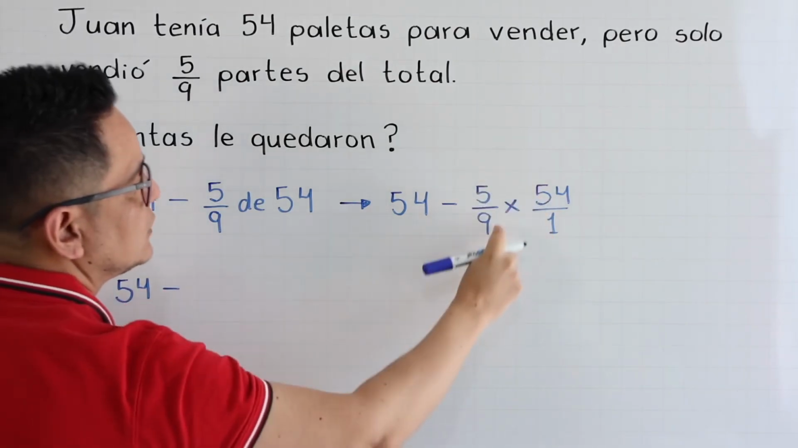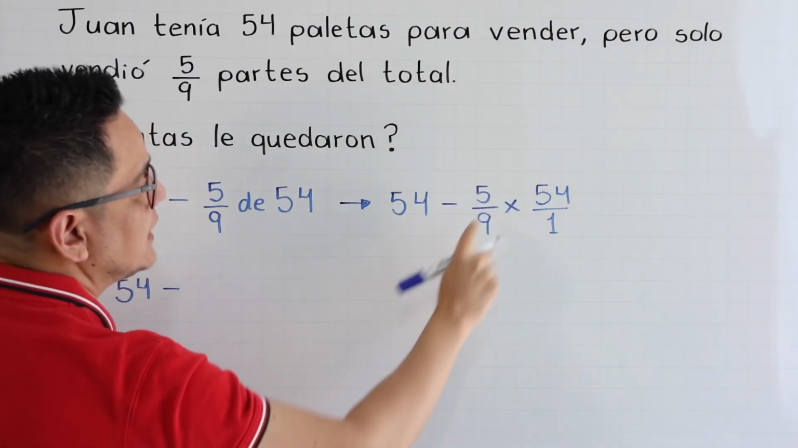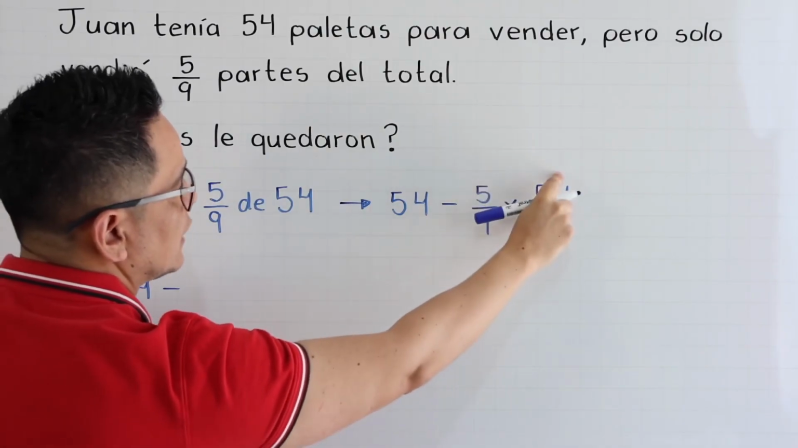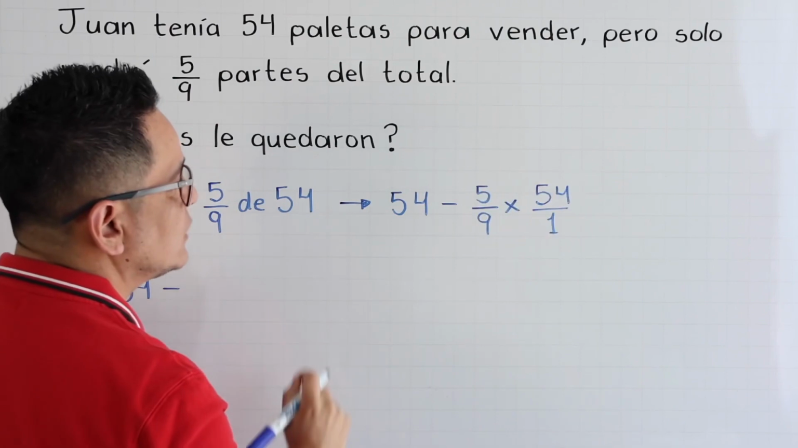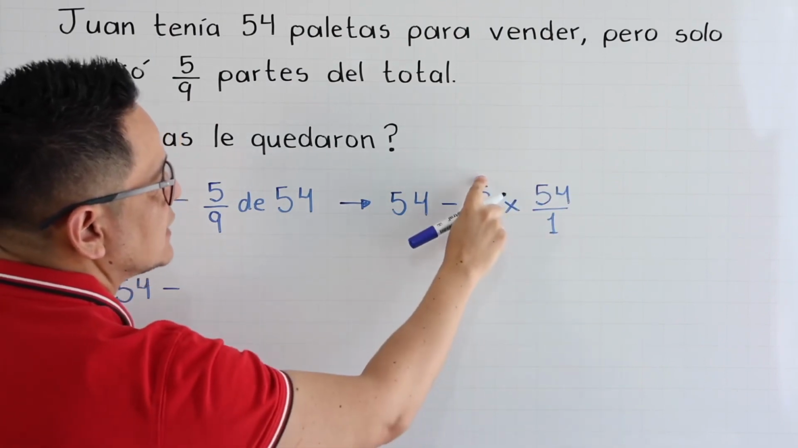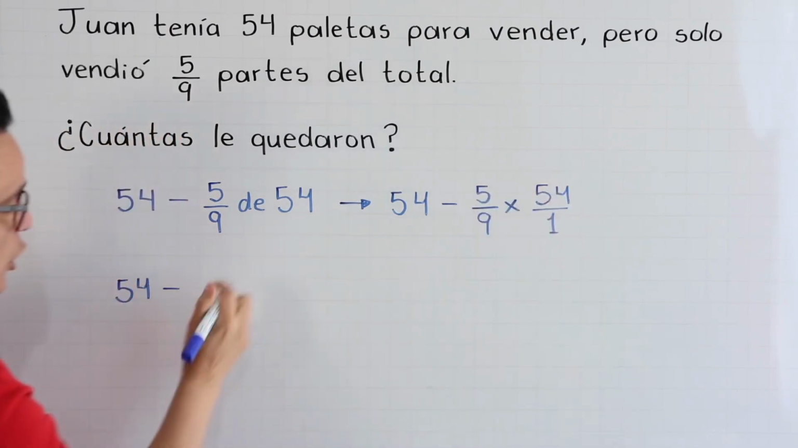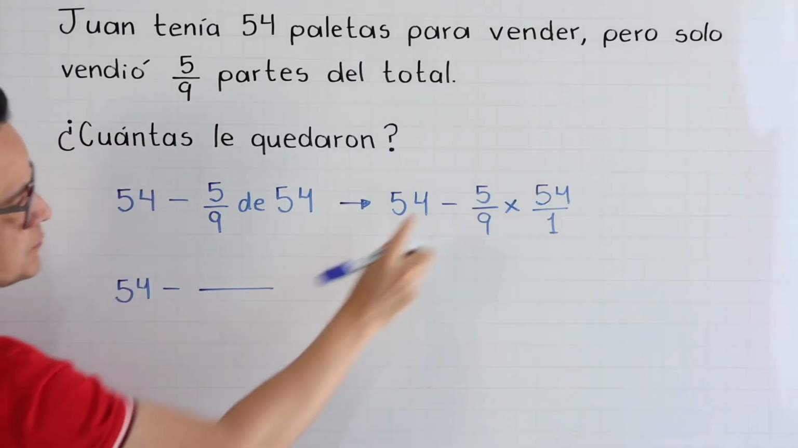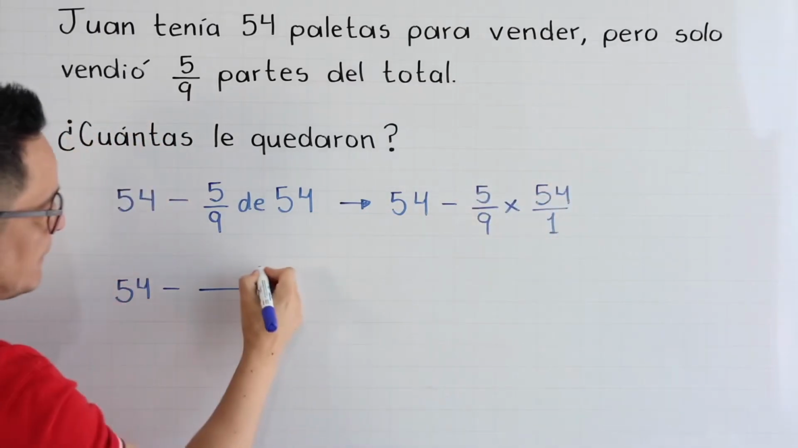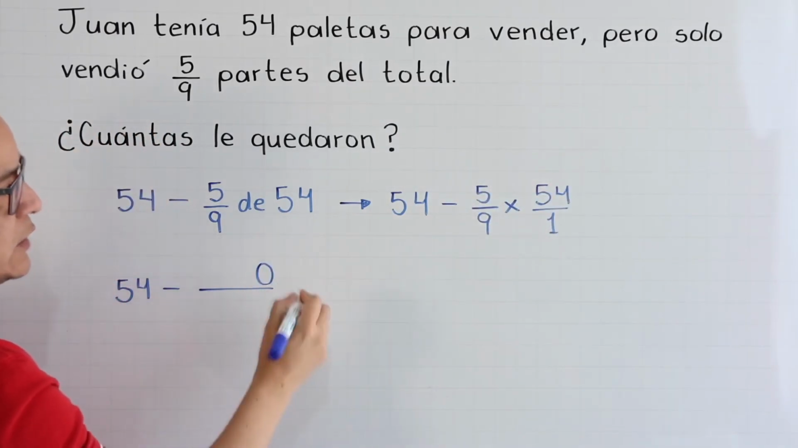Here, we have a multiplication of fractions, right? So you have to multiply numerator by numerator and denominator by denominator. We start by doing 5 times 54. I'll do it right here. Okay, 5 times 4 is 20. So I write down the 0 and carry the 2.